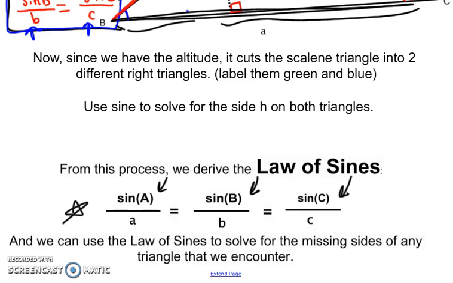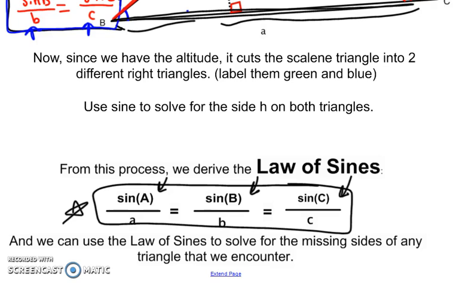So we can use the law of sines to find any missing sides or angles, for that matter, of any triangle that we encounter. And that does include right triangles as well. It's just probably not as easy to use this law of sines for right triangles, but you could, but it'd probably just be easier to relate the sides and angles by using opposite to hypotenuse as sine and adjacent to hypotenuse as cosine, using the sine, cosine, and trig functions we talked about last unit.